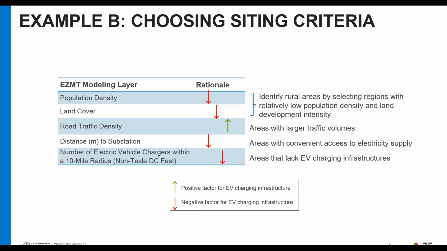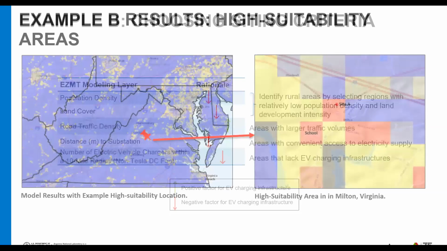So these two arrows are pointing down because the directional relationship here is reversed. But for road traffic density, it's still a positive factor because we still want to identify places that have a lot of crossing traffic. And then distance to substation, we want the station to be close to a substation and close to electricity supply. And finally, we identify areas that lack EV charging infrastructure with the number of EV chargers within a 10-mile radius with that modeling layer. Okay, next one.